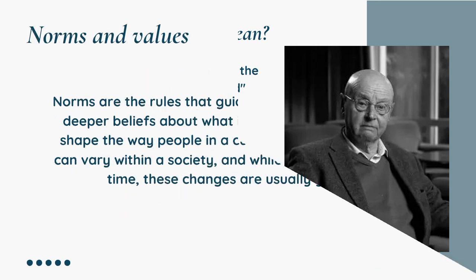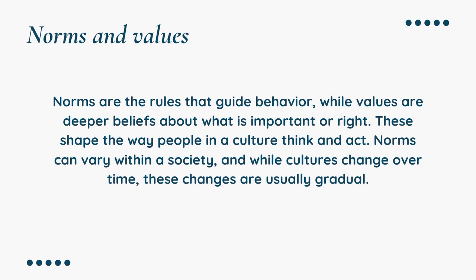So next is norms and values. Norms are the rules that guide behavior, while values are deeper beliefs about what is important or right. These shape the way people in a culture think and act. Norms can vary within a society, and while cultures change over time, these changes are usually gradual.